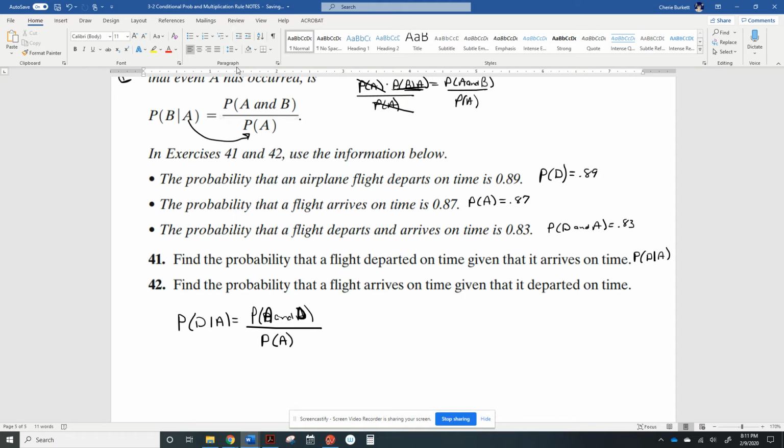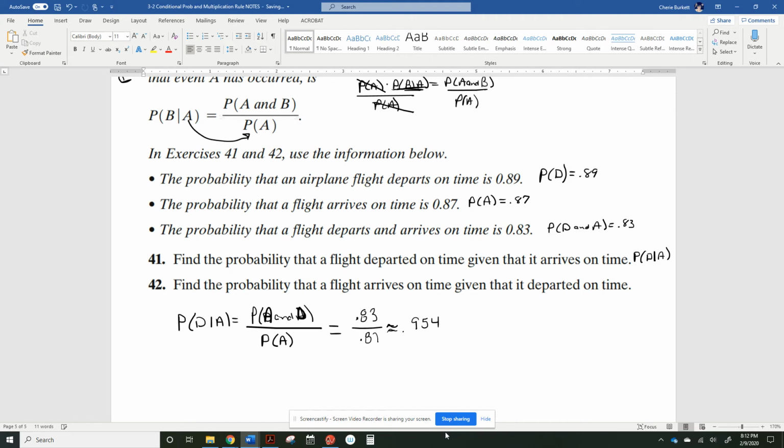All right, so I think we have these two numbers. Departs and arrives on time, that's 0.83. And then the probability of A, that was given right here, that's 0.87. So we can calculate the probability of departing on time given that it arrived on time. I think that comes out to be about, it's not exact, about 0.954.